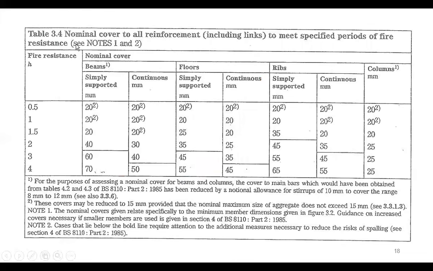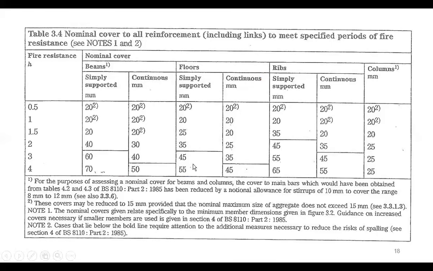This table 3.4 gives us the cover for the reinforcement, but for different fire resistance per hour. So in the first column here, you have the fire resistance. You need your building to resist fire for 1 hour, for 1.5, for 2, until 4 hours. And here you have the cover based on the type of the structural element you have. You have beams, floors, ribs, and columns.